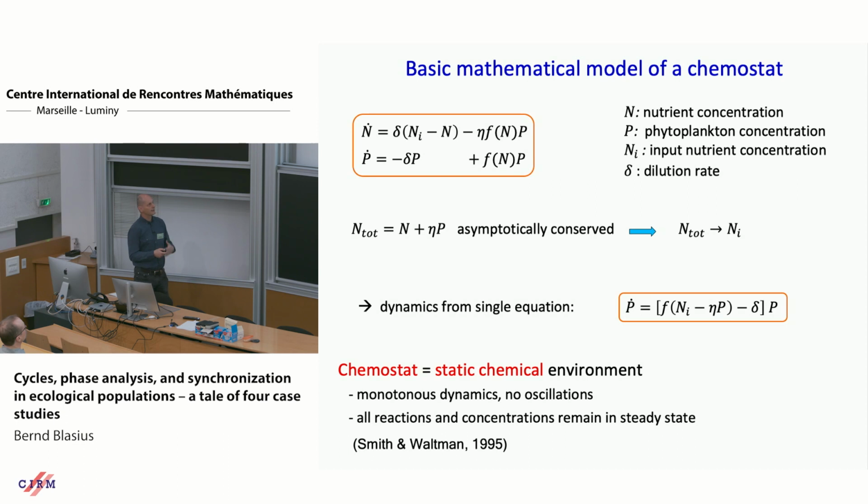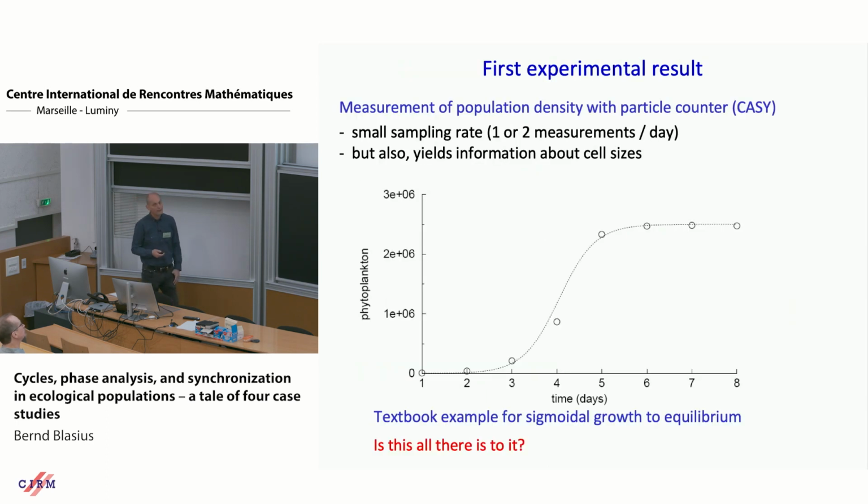And this means we can get rid of one state variable, and then you have only one equation left for the phytoplankton. And this one equation can only go asymptotically to an equilibrium. So this system cannot do oscillations or anything like that. The only dynamic mode left is going asymptotically to an equilibrium. That's why it's called a chemostat. It's a static chemical environment. And that's also what we observed.